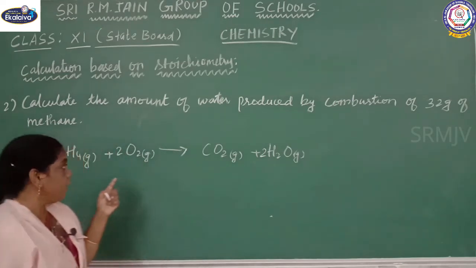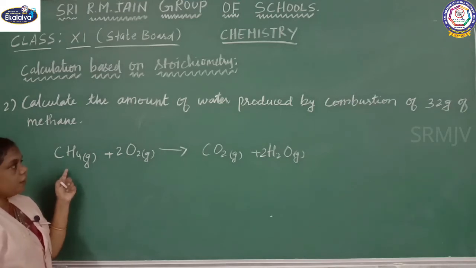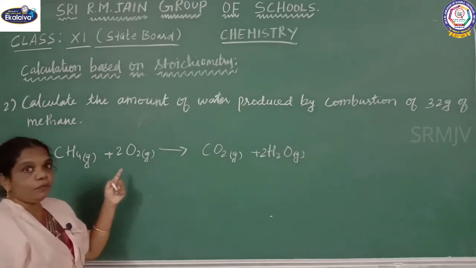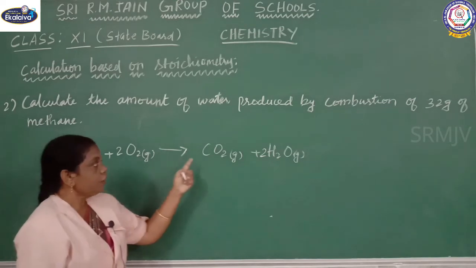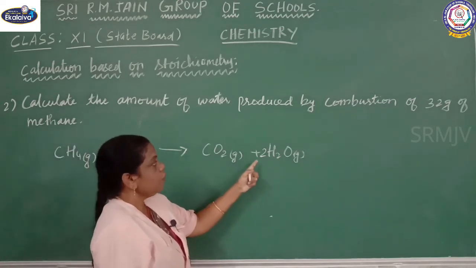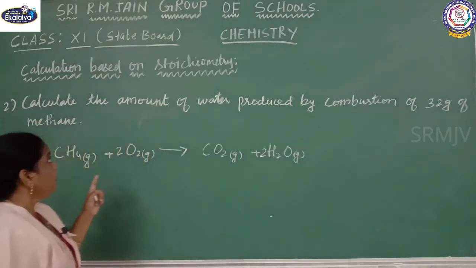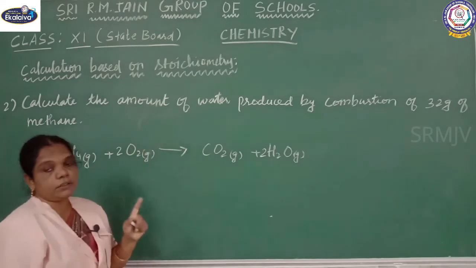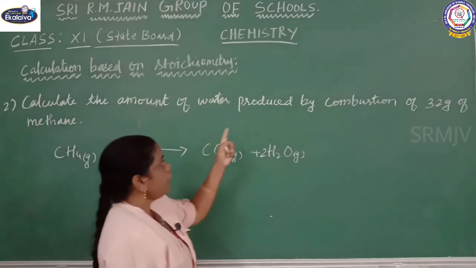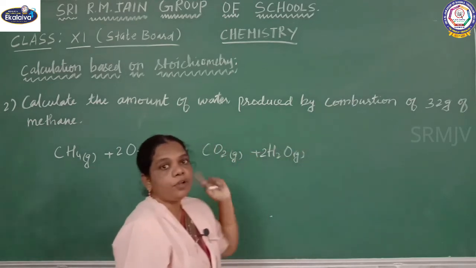What does that mean? 1 mole of methane uses 2 moles of oxygen to burn and give 1 mole of carbon dioxide and 2 moles of water. Now what do you want to calculate? The amount of water produced by combustion of 32 gram of methane.